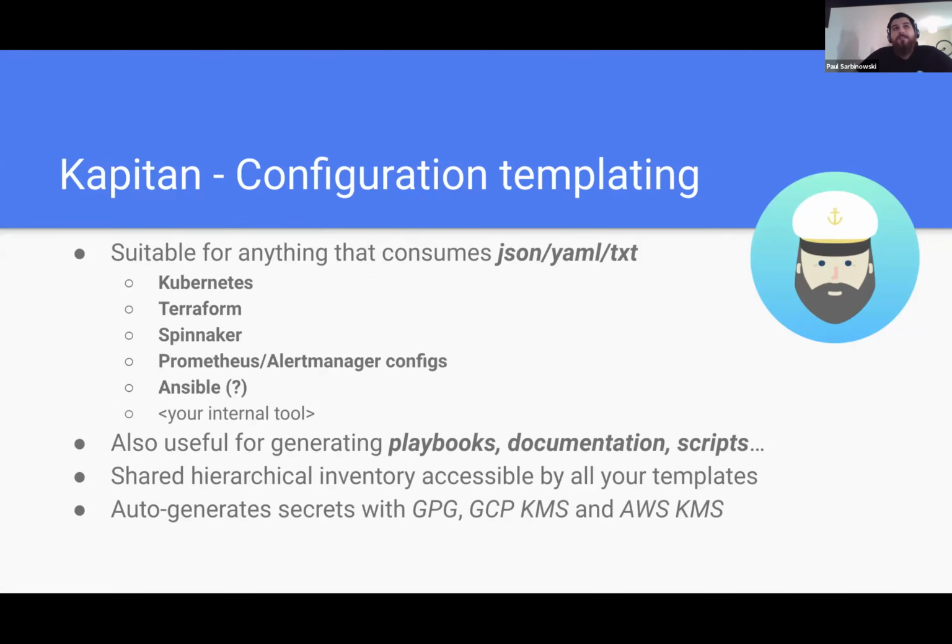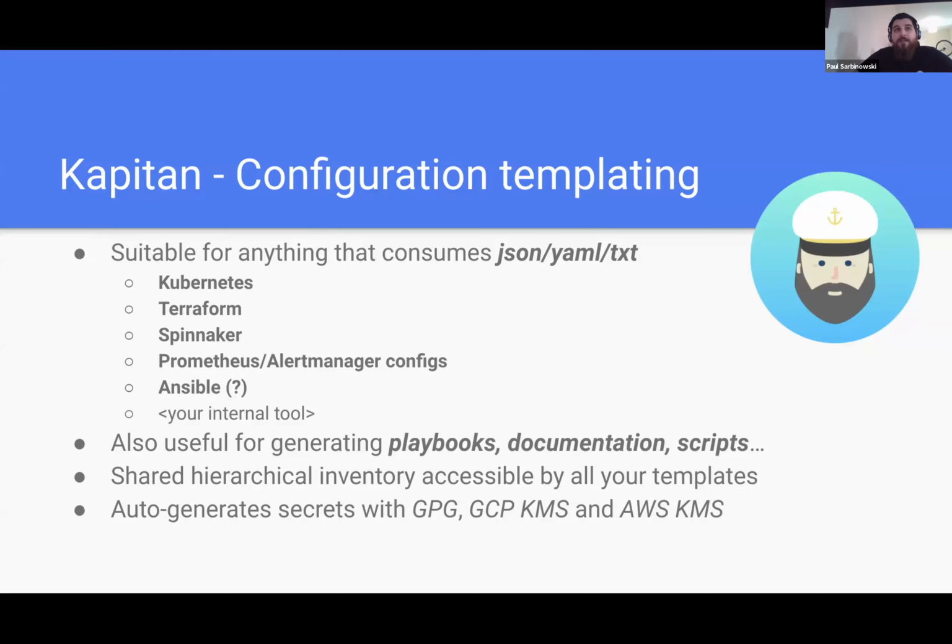So Kapitan is suitable for anything that consumes JSON, YAML, or TXT for its configuration. Kubernetes is obviously a big example. Terraform also accepts JSON, Spinnaker, Prometheus, Alert Manager, possibly Ansible. I haven't tried it, but it should be doable. They all consume JSON, YAML, or text. So you can probably use Kapitan to template these tools.